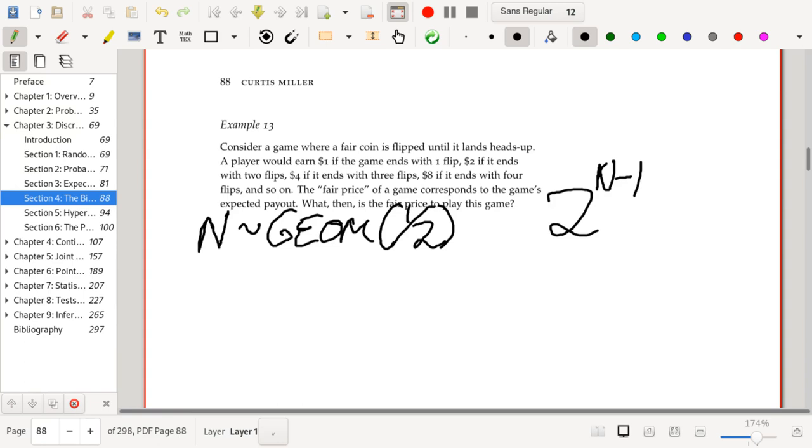All right, then, what we were computing is the expected value of 2 to the power n minus 1.